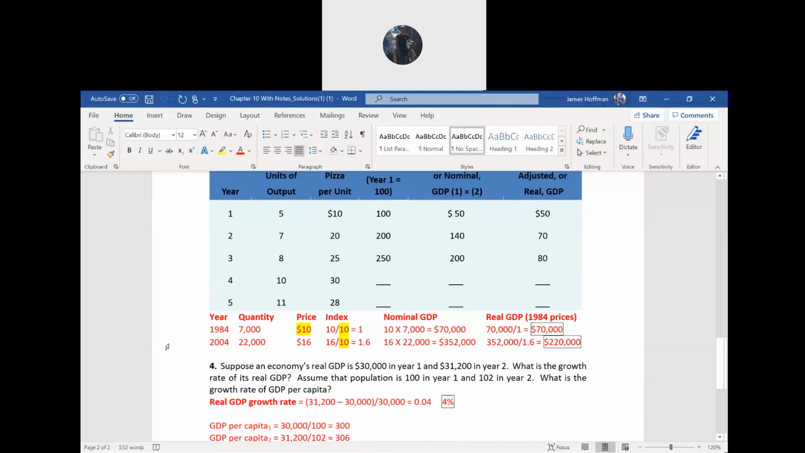Okay. So yeah, hopefully we see how to do that. What you want to do for this one is just create the index by dividing the price that year by the price in the base year. And then by default, if you're doing it right, you're going to get that the base year's index is 1. Then take the other indices and divide the nominal GDP by that index. And then you get it in real GDP for that base year's prices.